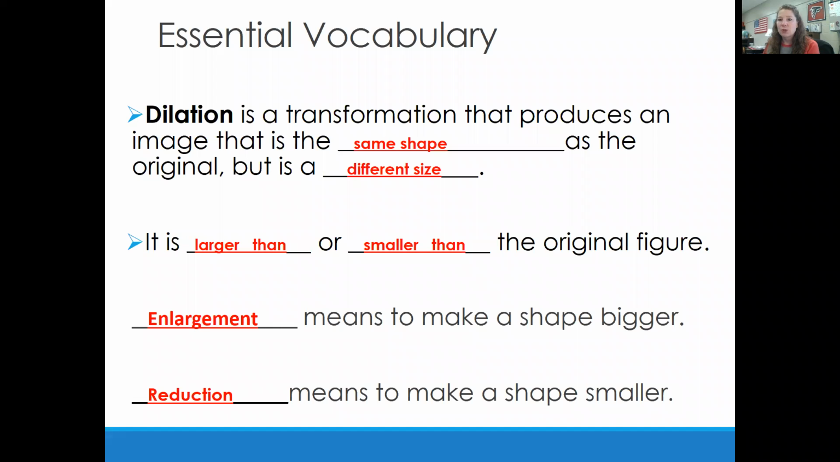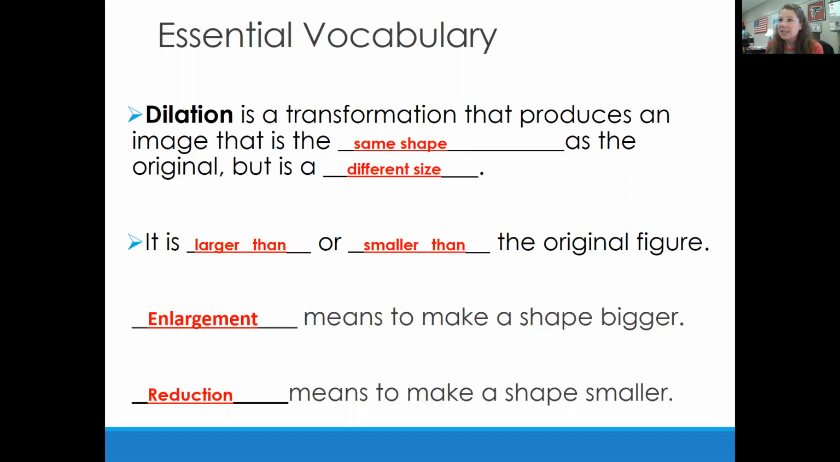So the first thing we need to talk about is the words similar and congruent, right? So last week when we rotated, reflected, and translated figures, the image was always a congruent figure, the exact same shape and size. Today we're going to talk about dilations, which changes the size, but it does create a similar figure. So similar figures have the same angle measurements, and the ratio of the sides are the same.